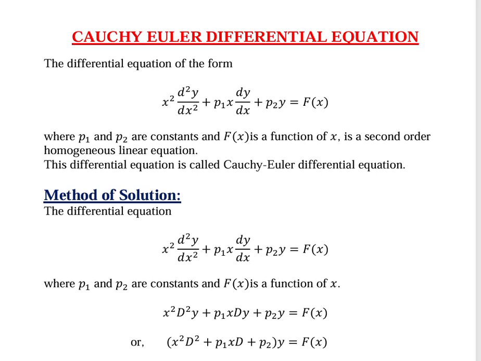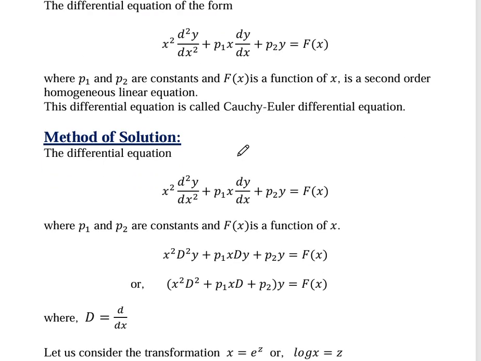Today we are going to discuss the Cauchy Euler differential equation. So here is the form: x squared d2y/dx squared plus p1 x dy/dx plus p2 y equal to f(x), where p1, p2 are constants and f(x) is a function of x, which is a second order homogeneous linear equation. This differential equation is known as the Cauchy Euler differential equation. So here is the method of solution.